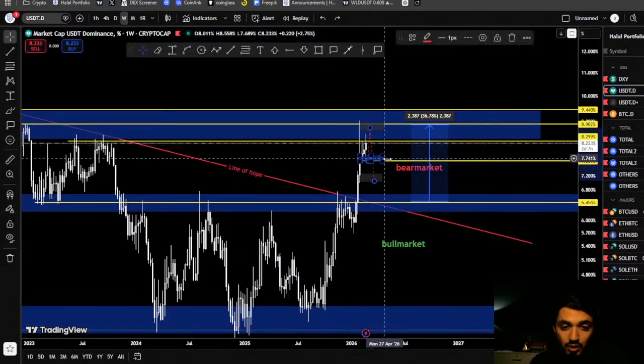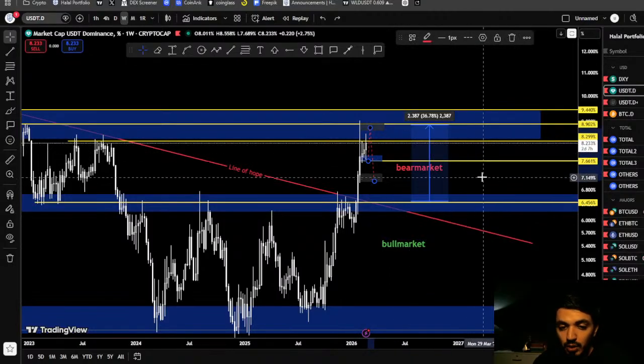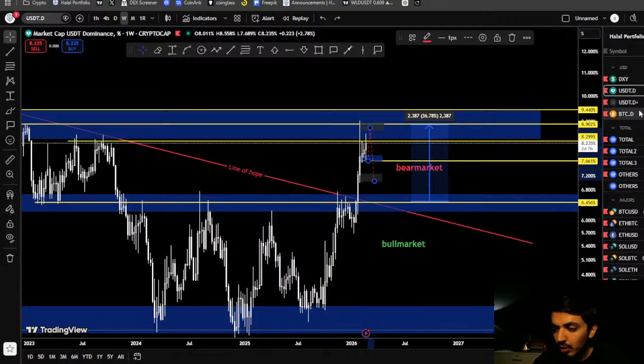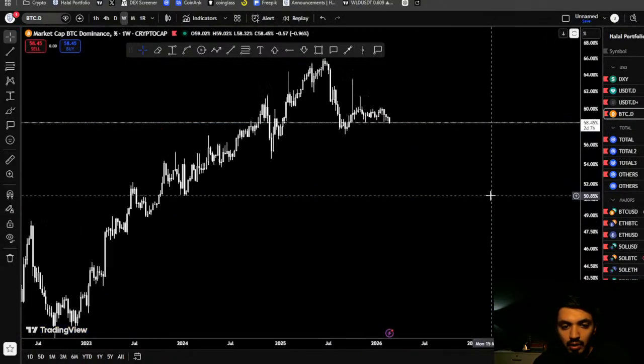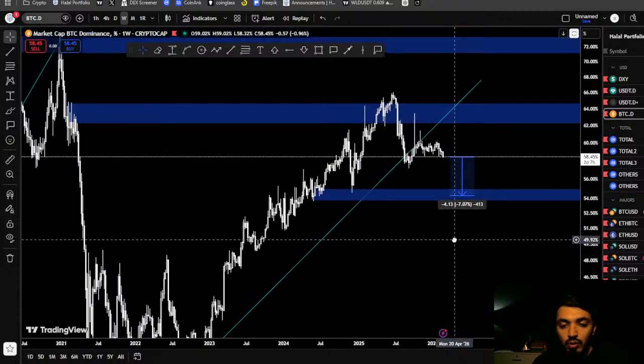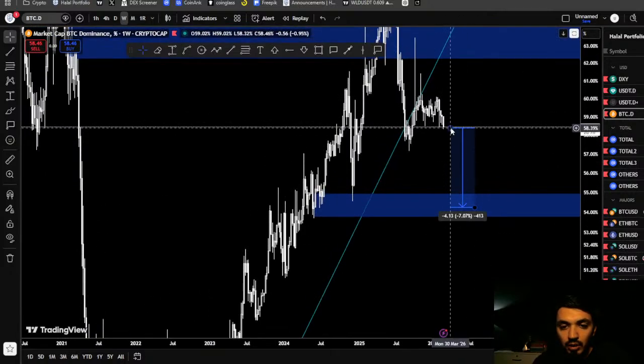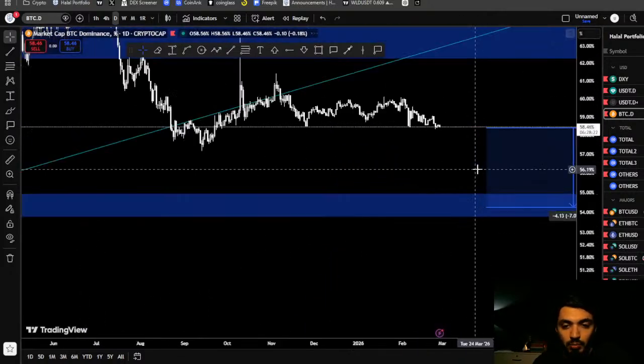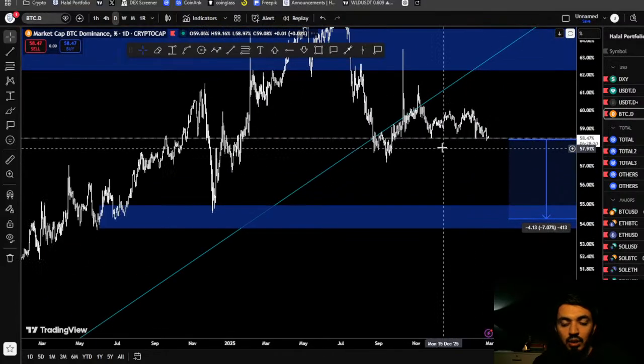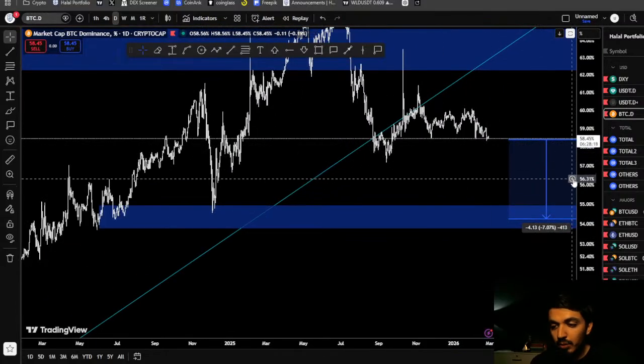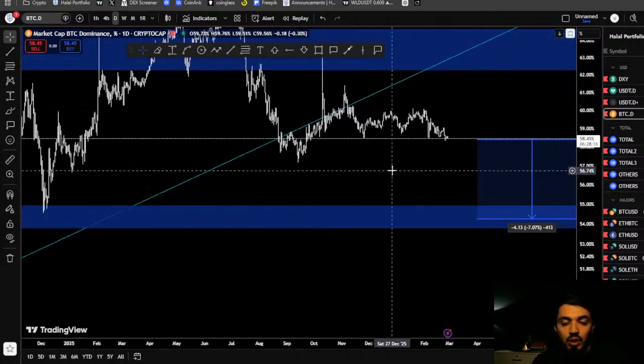Not later this year. Later this year, it could possibly bottom. But it will start, I think, in 2027. We're going to see a bullish trend come back. So Bitcoin dominance is weak because Bitcoin price is dumping as well. It doesn't mean that the altcoins are pumping, because they're clearly not.